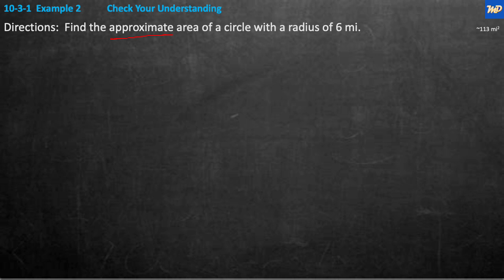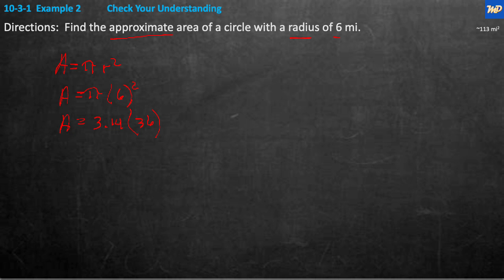Okay, now that you're back, let's write down the area formula for a circle. A is equal to pi r square. Okay, so now what do we know? We know that the radius is 6 miles. So A is equal to pi times 6 squared. They want the approximate, so we'll go ahead and put in 3.14 times 36. 6 squared is 36.